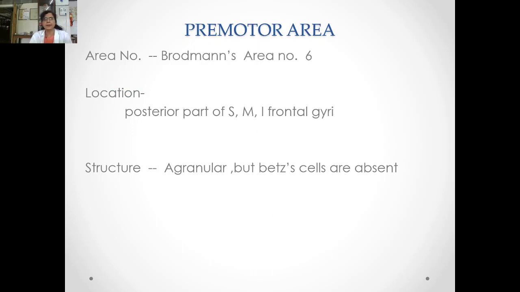The next area is the premotor area, and as its name suggests, it is present pre to the motor area, that is, in front or anterior to the motor area. So first point, the Brodmann's area number 6. Location of this area: it is present in the posterior part of superior, middle and inferior frontal gyri in front of the primary motor area, that is area number 4, and it is also present on the medial surface in front of area number 4. Structure of this premotor area: it is a granular cortex, but the Betz cells are absent.